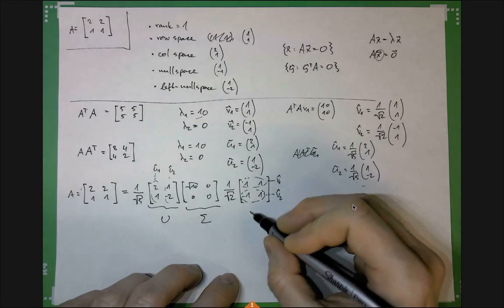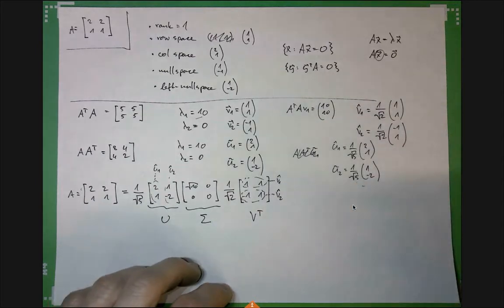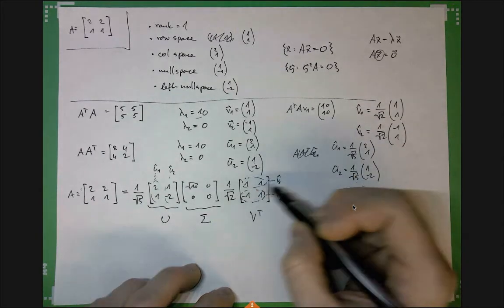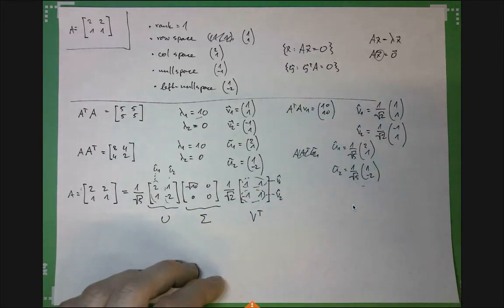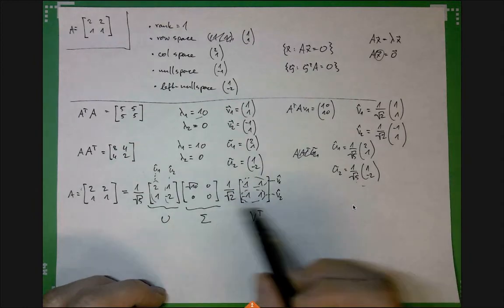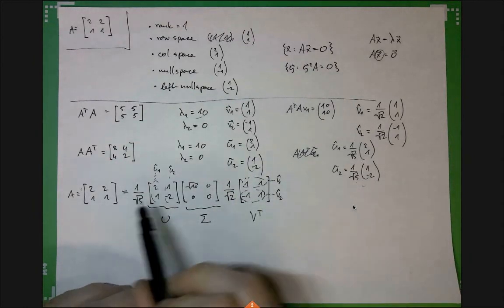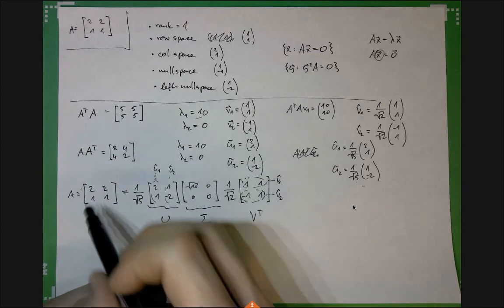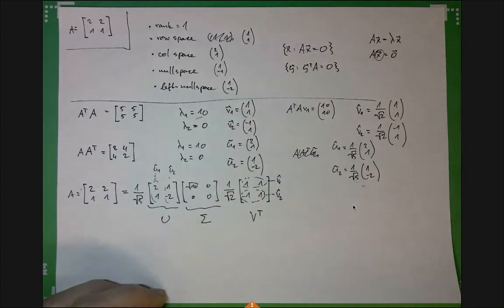So this is my V transposed matrix. In the V matrix, you would just put the V's in the columns, but here we have the V transpose matrix, and you could verify that if you do this matrix multiplication, you will get back exactly A.